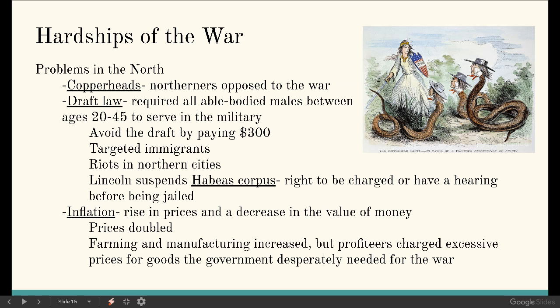The North is also facing inflation like the South. As I said before, inflation is the rise in prices and a decrease in the value of money. And so prices doubled for goods in the North, which is going to affect the civilian population as well. Farming and manufacturing increased, but profiteers were charging an excessive amount of money for goods that the government was desperate for. And so you get some people who are kind of taking advantage of this crisis, sort of gouging the government for money during this time.